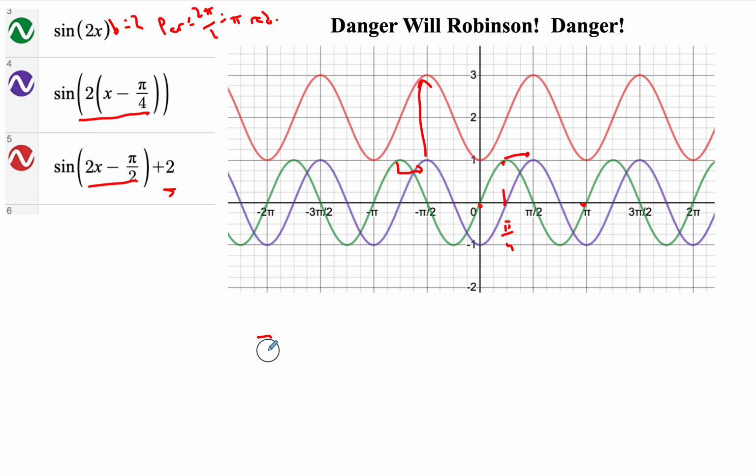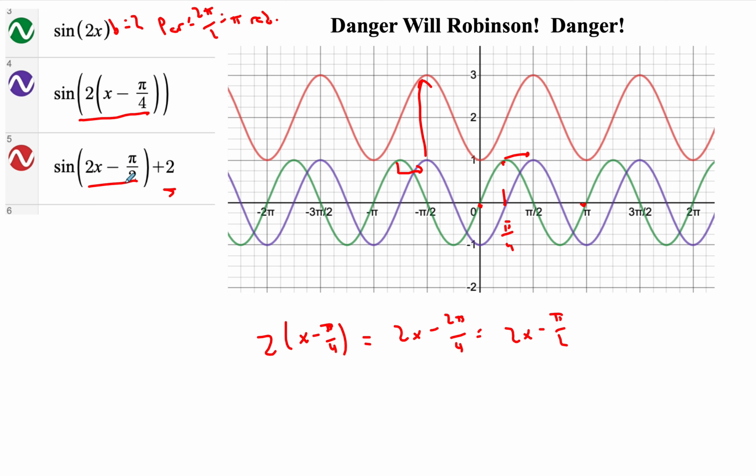Here's why this works. If you take 2 times x minus pi over 4, that equals 2x minus 2 pi over 4, which is the same as 2x minus pi over 2. The reason that this is important is because often you'll see these things written such that it's been distributed. If you want to detect the actual horizontal shift, which is not pi over 2 in this case, it's pi over 4, you need to factor out this.